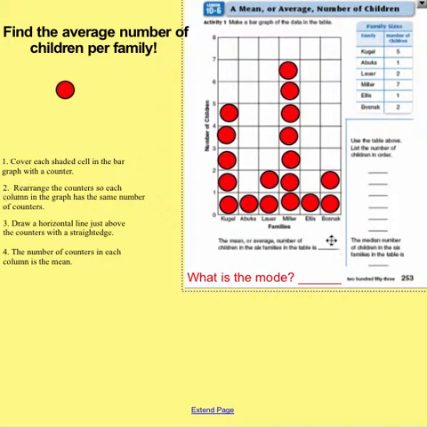Let's look at the next one. So we have all of our data on the graph. Now we need to rearrange the counters so each column, meaning the ones that go up and down, in the graph has the same number of counters. And we're going to do this because we are going to try to find the mean this way. So I just have to take all of these that are all different heights and level them out so they're all the same? I guess so.